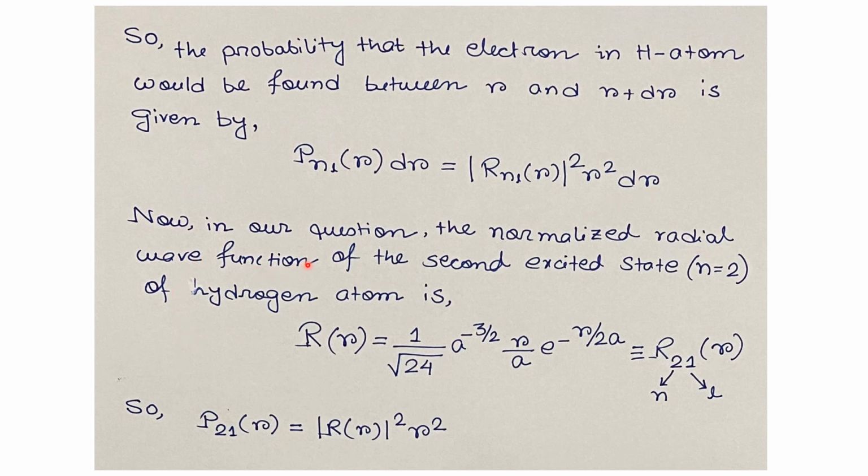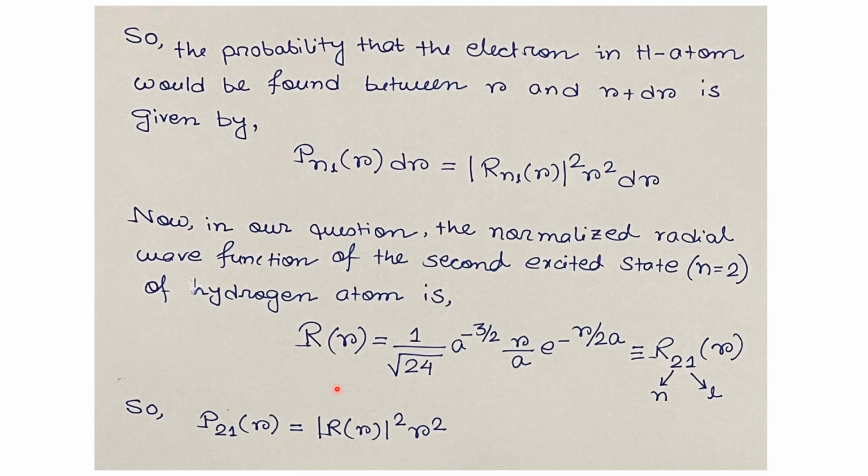Now in our question, the normalized radial wave function of the second excited state, that is the principal quantum number n equals 2 in this case of the hydrogen atom, is R(r) equals 1 by root over 24 times a to the power minus 3 by 2, times r by a, times e to the power minus r by 2a. Here a is the Bohr radius.